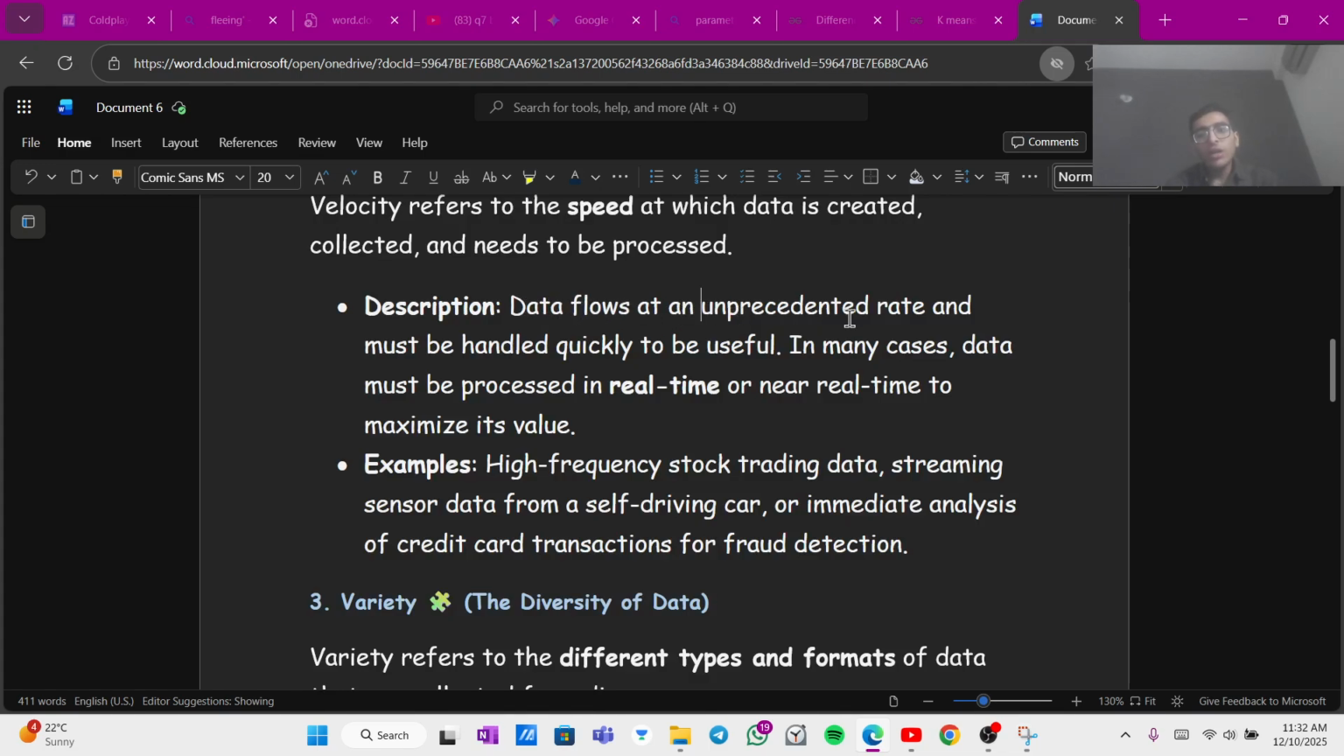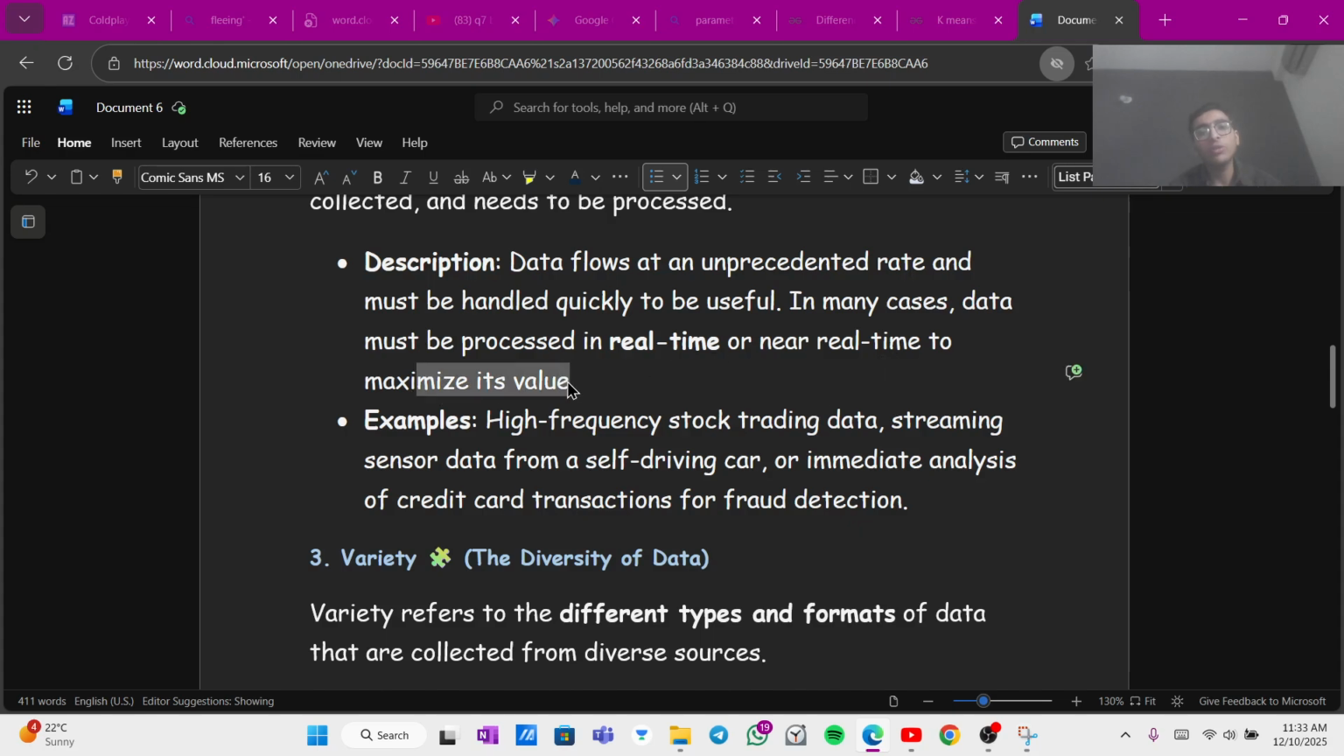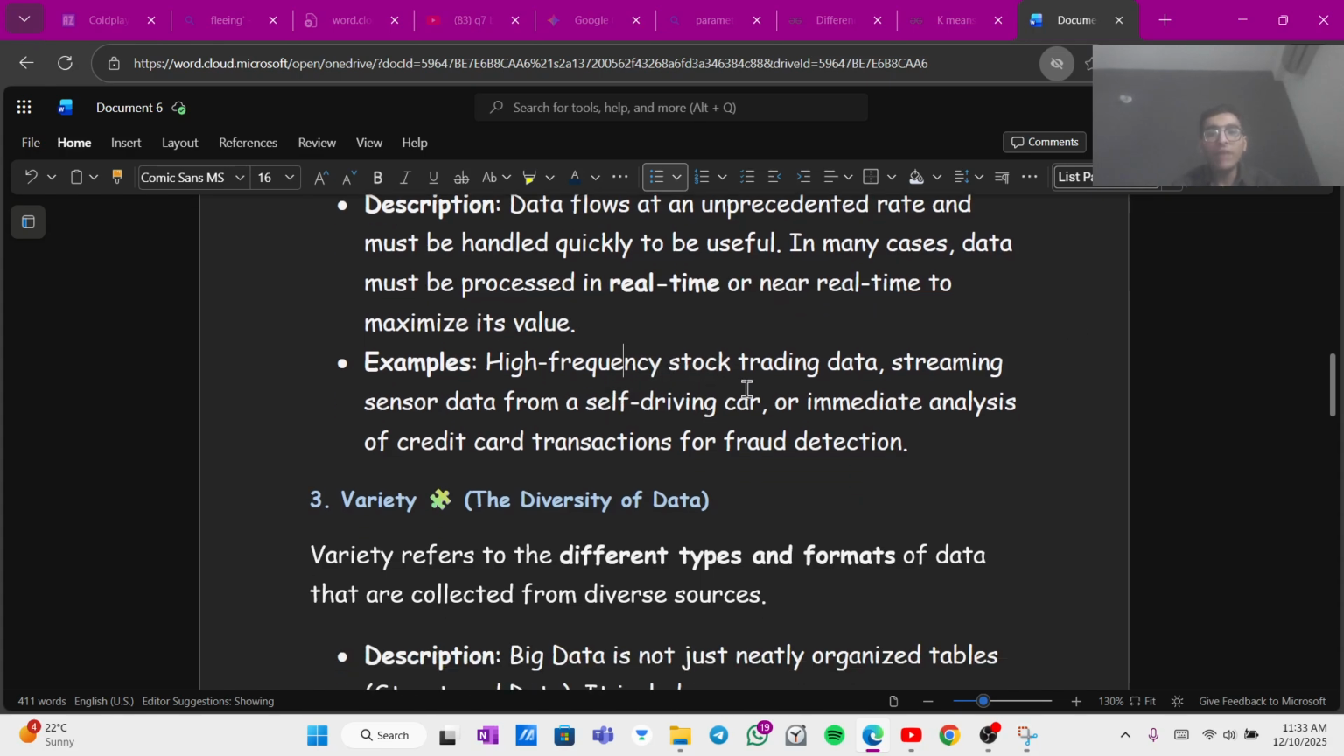Data flows at an unprecedented rate. So what is meant by unprecedented? Something that has never happened before. Data is flowing at a rate it has never flowed before, with a speed never seen in the pragmatic world until today, and it must be handled quickly to be useful. In many cases, data must be processed in real time or near real time to maximize its value. High frequency stock trading data, streaming sensor.